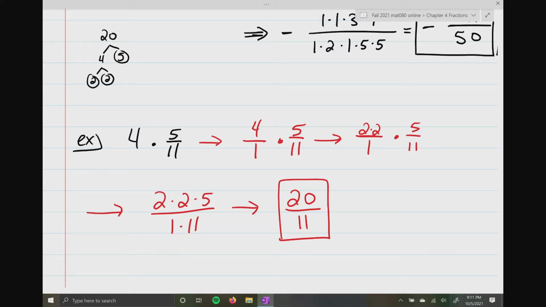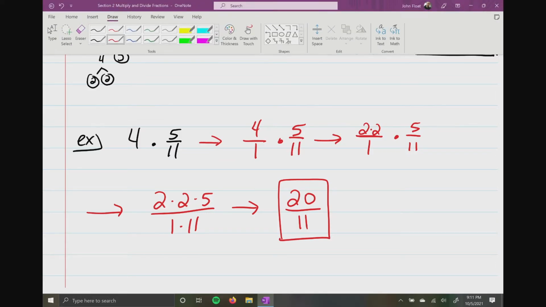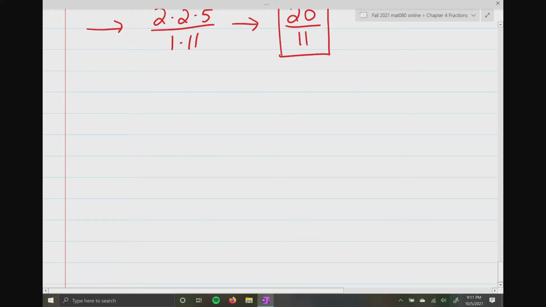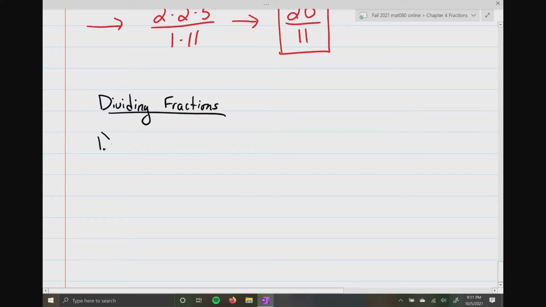Okay? I hope this is helping. All right? But now we're going to go ahead and look at some division problems. So dividing fractions. Dividing fractions is really just 3 steps. The first step is you're going to have to rewrite the problem.